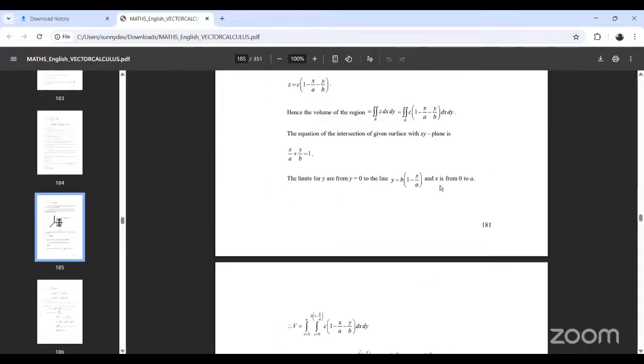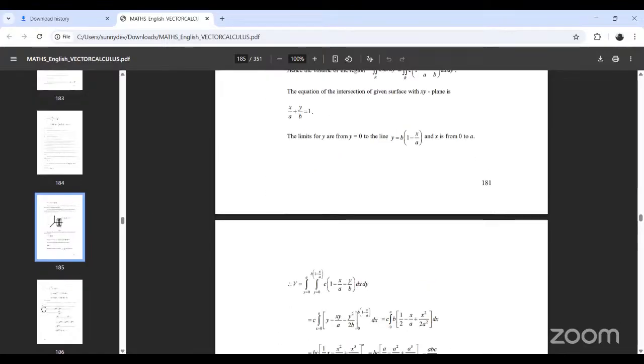We can find it using triple integration also. We get the same value, but there the x limits are 0 to a, the y limits are 0 to b, and the z limits are 0 to c.